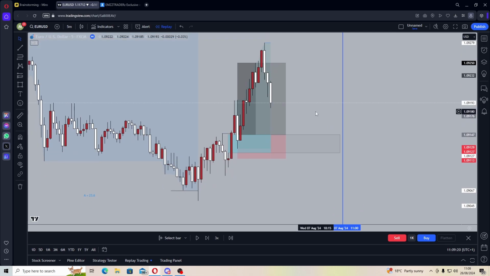All right, this is all you need to do. This is the full breakdown of the strategy that I've always been using, and I keep on using to pass all of my funded accounts.